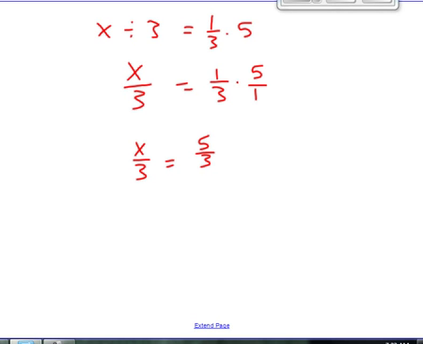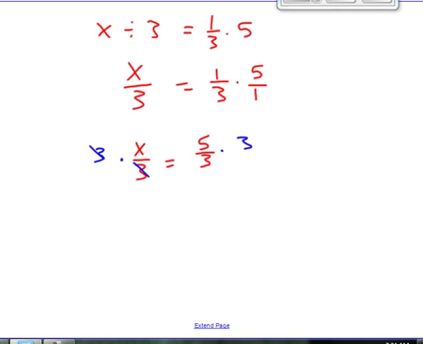Now there's some logic that goes into this. We can do the math behind it too. If I've got x over 3 on the left-hand side, and I've got 5 over 3 on the right-hand side, then x has to be 5. In order for these two things to be equal, the top part has to be a 5. I can prove that mathematically because I can multiply by that denominator to get rid of it.